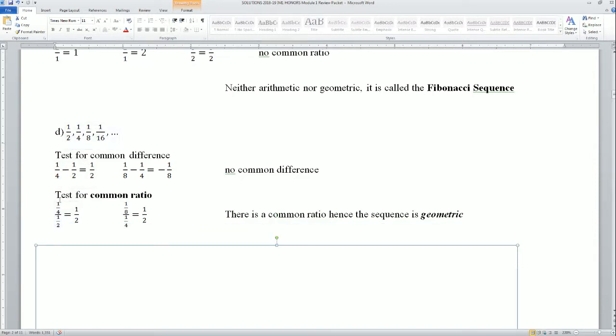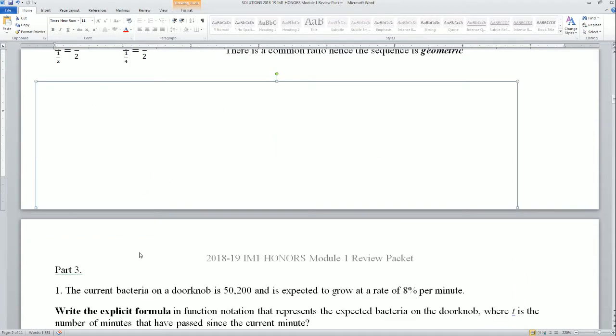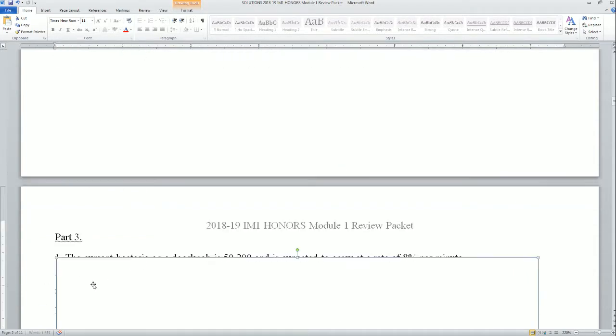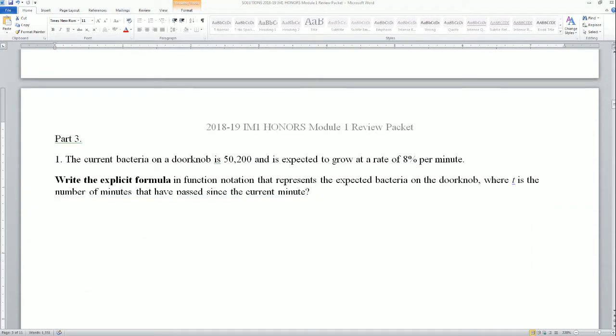1/4 divided by 1/2, 1/8 divided by 1/4, 1 over 4. If you find it difficult to work with fractions, you could always put it into a decimal, then divide, okay? And you should get a 1/2 here for the common ratio. Therefore, we say it's geometric. Alright, there you go. Let's look at part 3 now.